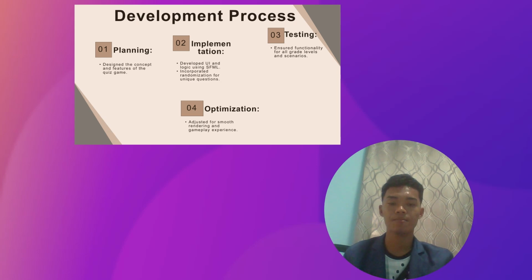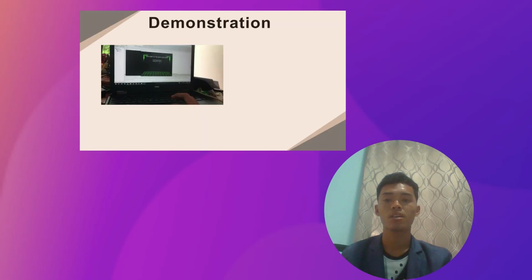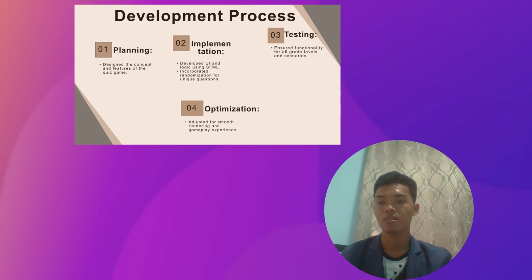The development process has four steps: number 1 is planning, number 2 is implementation, number 3 is testing, and number 4 is optimization. Developing this game was not just about coding the math problems. We went through a systematic development process. We began by outlining the game's concept, followed by designing the user interface. Once the basic structure was in place, we focused on implementing the math logic and user input handling. We also spent time testing the game to make sure it's smooth and bug-free before presenting it.